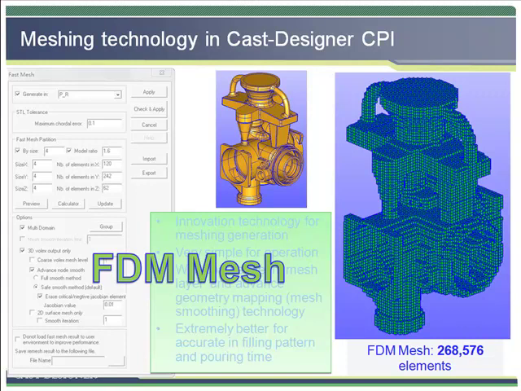The same part is also meshed with the finite difference mesh method. This method is quite simple in calculation, but it is not flexible for complex geometry, and easily causes energy loss at curved edges. For example, in this case, the mesh with 268,576 elements is around 4 times the CPI mesh, but the geometry description is still much worse than the FEM approach. In other words, it needs much more CPU time for the simulation.